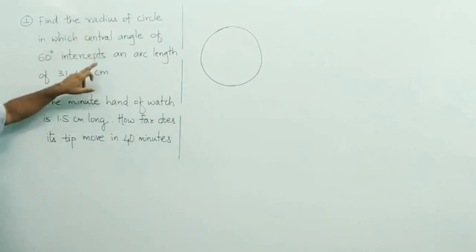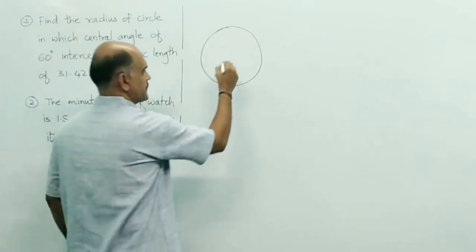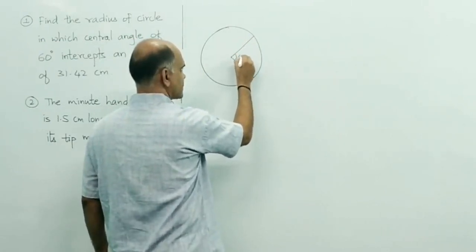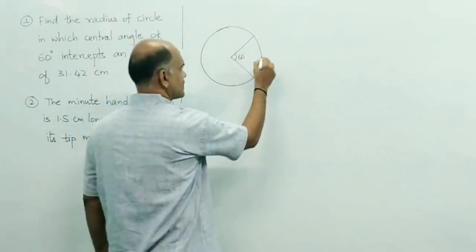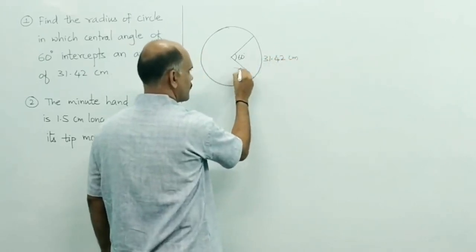So radius you are required to find. Arc length is this much. Angle is 60 degree. So I will take this angle as 60. Arc length is 31.42 centimeters. You are required to find R.